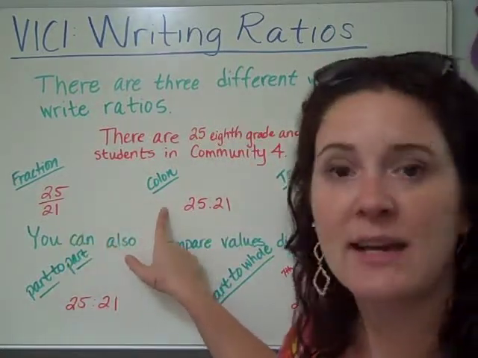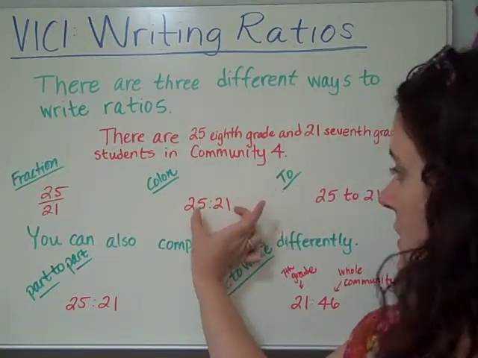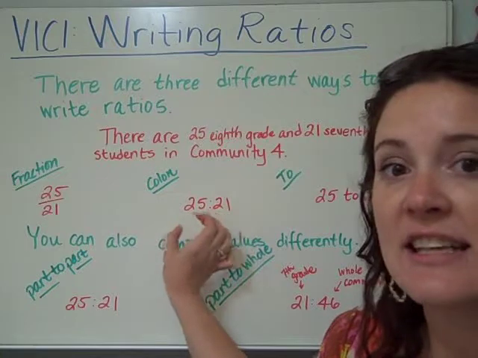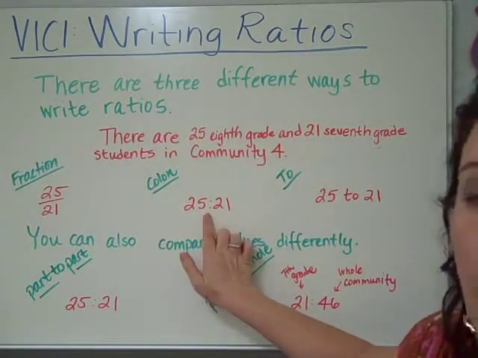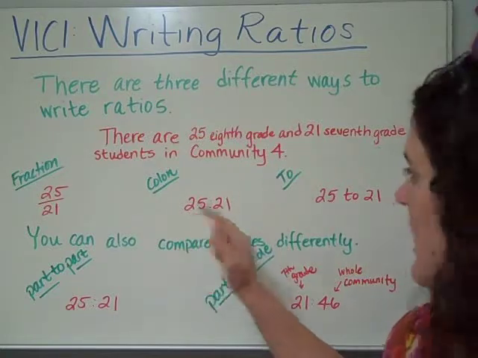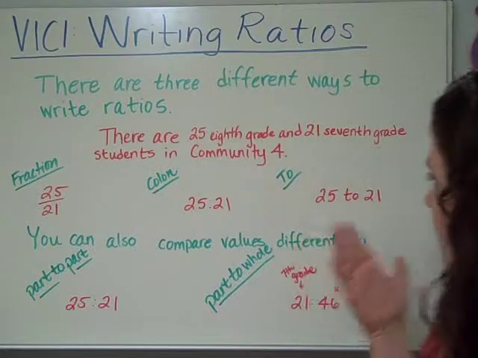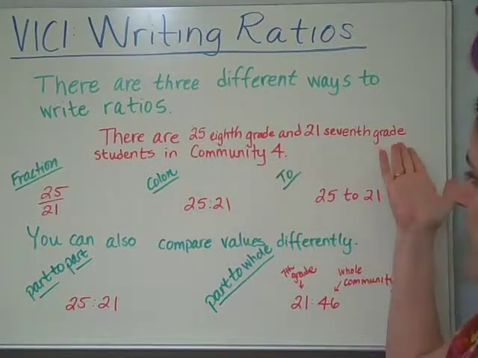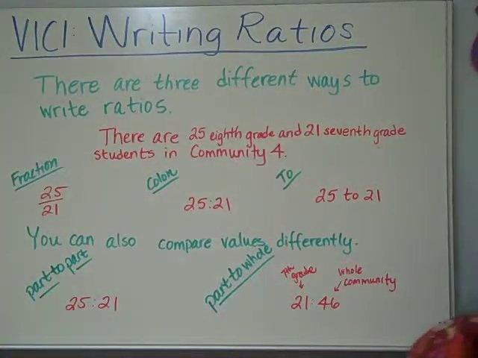The second way to write it is using a colon. So you're using these 2 little dots in the middle to say that these two are connected together. The one that is mentioned first is always the first number with the colon. The last way is just using the word to. So if I were to compare 8th graders to 7th graders, there would be 25 to 21 students in our community.